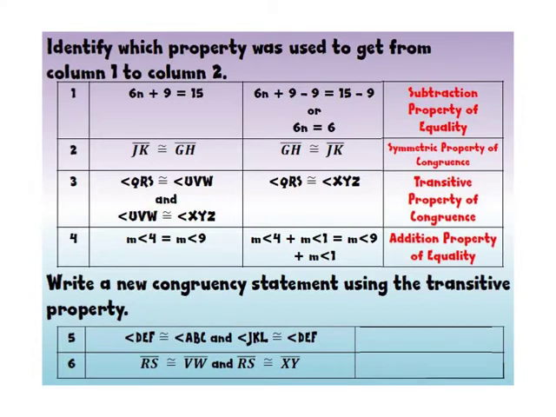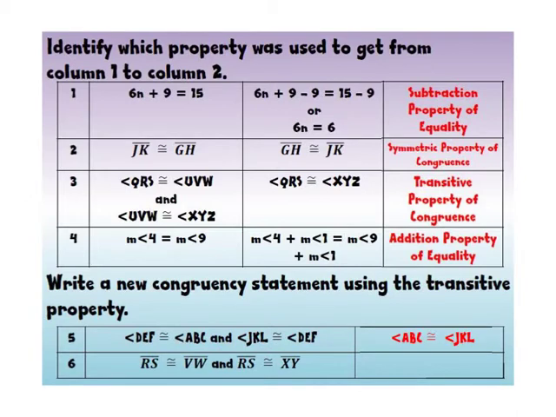If you're not sure whether you're using the property of equality or a property of congruence, check out the sign between each side of the equation or statement. If it's an equal sign, it's a property of equality. If it's a congruent sign, it's a property of congruence. For 5 and 6, we want to write a new congruency statement using the transitive property. So for 5, angle DEF is congruent to angle ABC and angle JKL is congruent to angle DEF. Since both angle ABC and angle JKL are congruent to angle DEF, these two angles are congruent to each other. So we will write angle ABC is congruent to angle JKL.